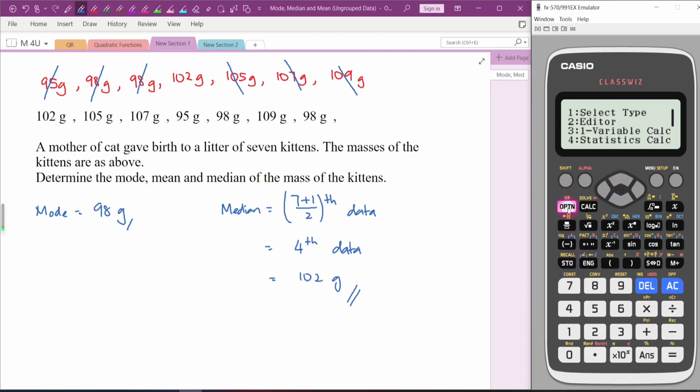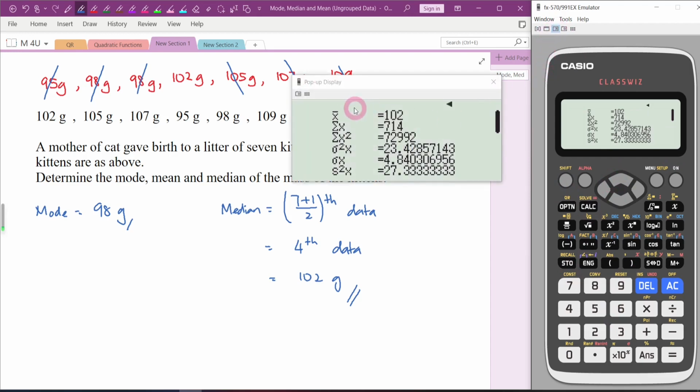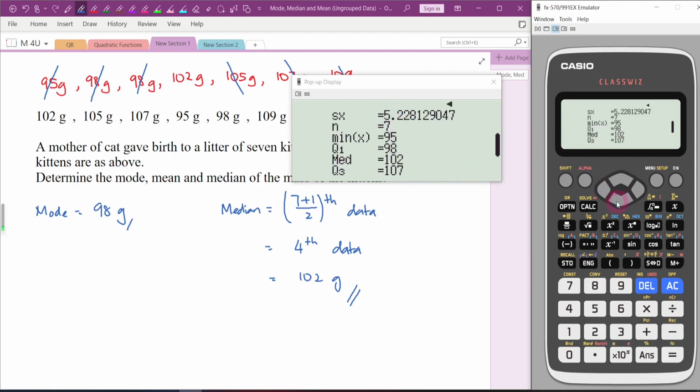Okay, press options, one variable calculations. Let me enlarge it. The mean is equal to 102, right? Correct. So the sum of x is equal to 714, which we also got just now. The mean is 102, correct. Okay, then we need the median. The median is 102. Okay, correct.